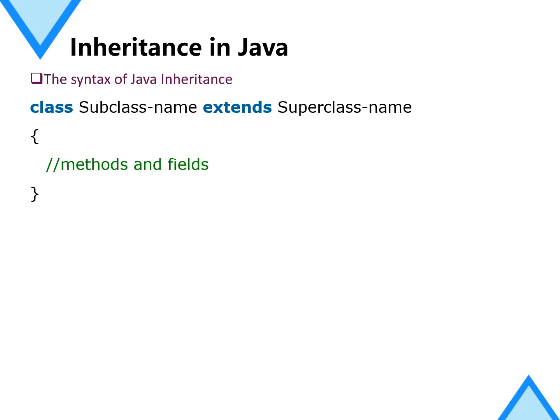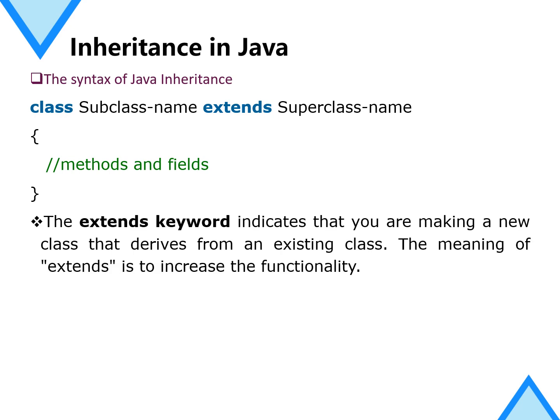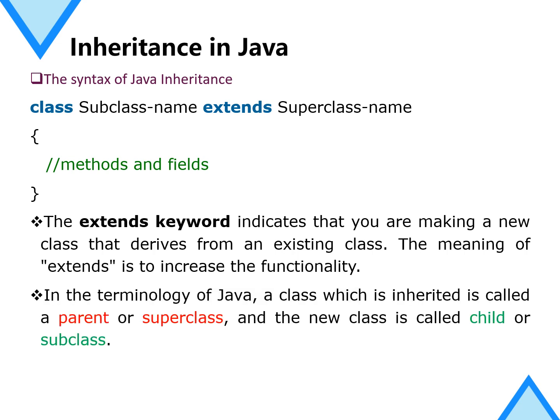Through inheritance we are extending the parent class by adding some new features in the child class. And here the curly braces represent the body of the child class, where all the data members and methods or member functions will be declared. The extends keyword indicates that you are making a new class that is derived from an existing class. The meaning of extends is to increase the functionality.